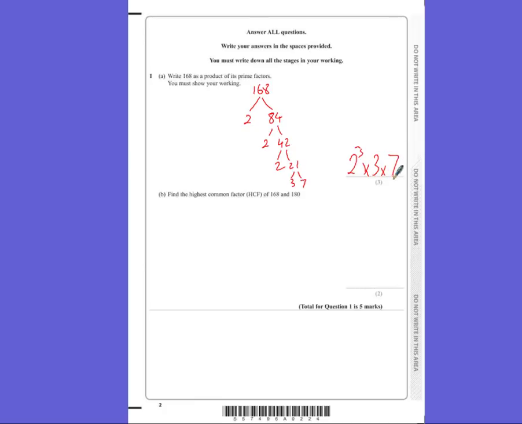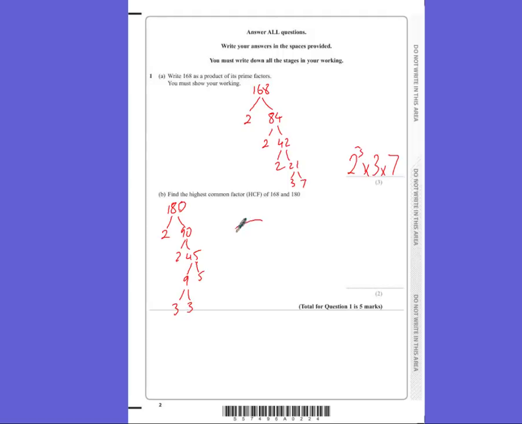It says find the highest common factor of 168 and 180. So we've already got the prime factor decomposition of 168, so I'm going to do 180 separately. So 180 would be 2 times 90, which is 2 times 45, which is 9 times 5, and 9 is 3 times 3. So we've got 2 times 2 times 3 times 3 times 5.